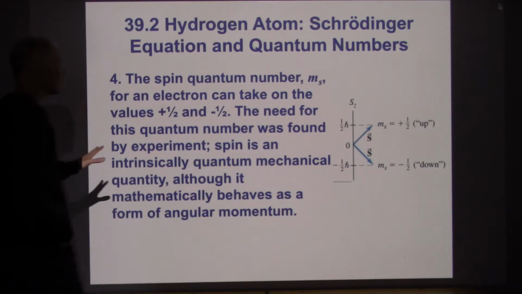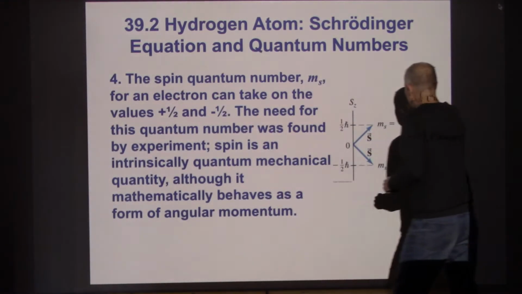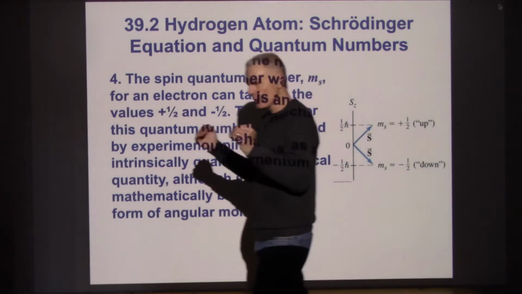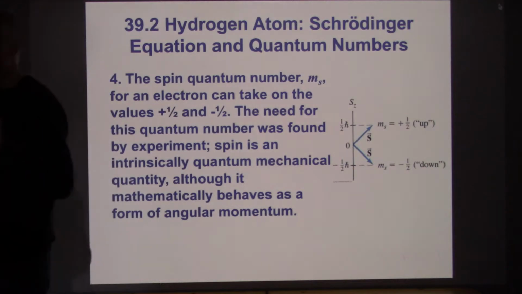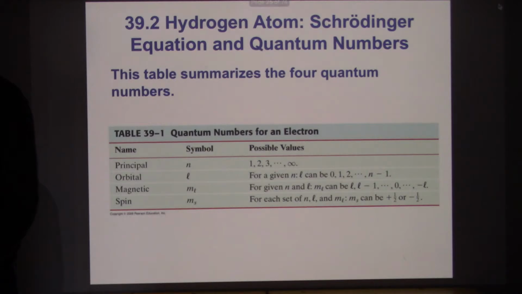Same thing with spin. Spin has the same sort of effect going on. The spin up and the spin down, if there's no electric or magnetic field around, have the very same energy. But if there is a magnetic field around, they will have somewhat different energies to them.